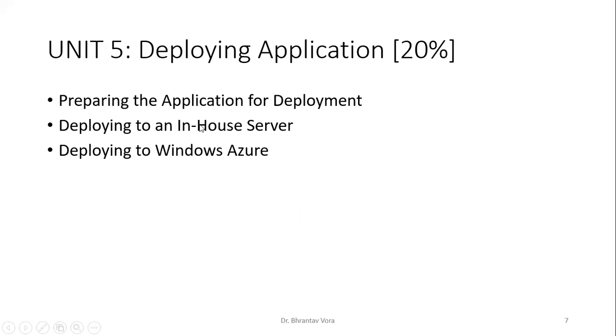Unit number 5, that is deploying the application, preparing the application for deployment. After completing a full stack application using MVC architecture, if you want to deploy our application on a production server, how to do that, we will discuss in this point. Deploying on an in-house server as well as deploying to Windows Azure.